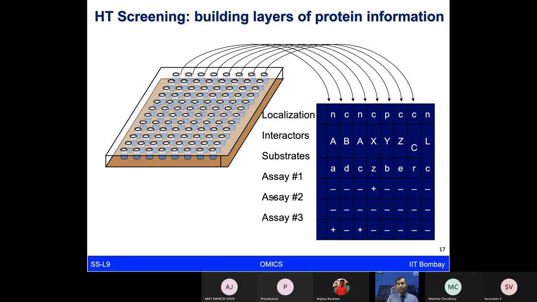I hope this gives you a flavor that studying proteomics, the complex protein molecules, and their networks of interactions is very powerful and biologically very relevant. It also has a lot of applications in different domains of life. I'll stop here for this part.